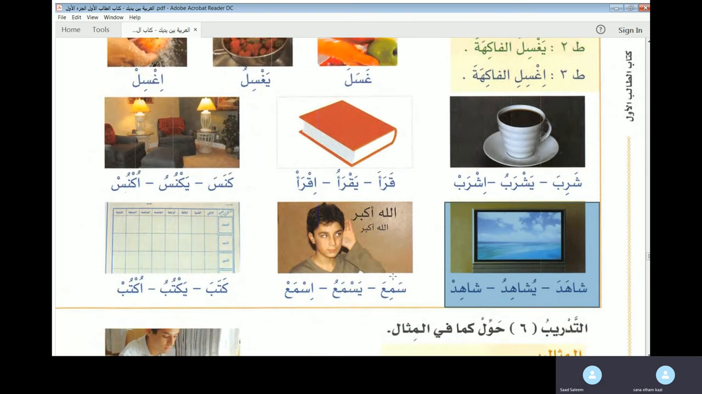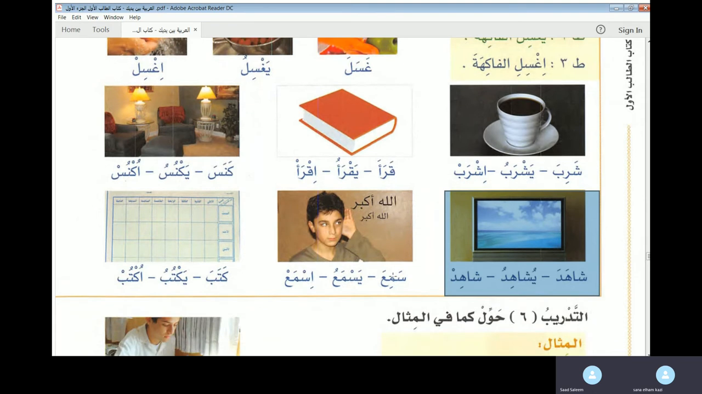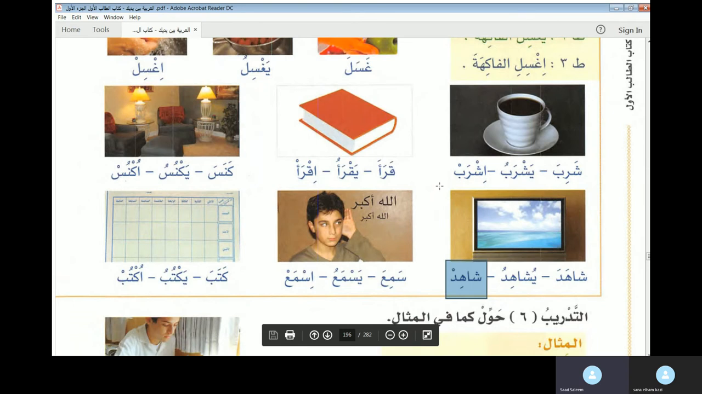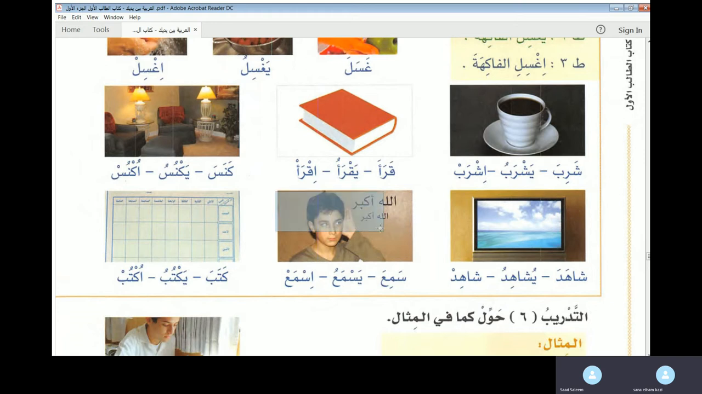Then, ishahid at tilfaza. There is no alif in it, because this is a letter with a vowel, so it will not have the alif. Shahidit tilfaza. Here it is also written as imperative. Oh, okay, that means this is an exception to the rule. Yes. Shahidit tilfaza is watch television.